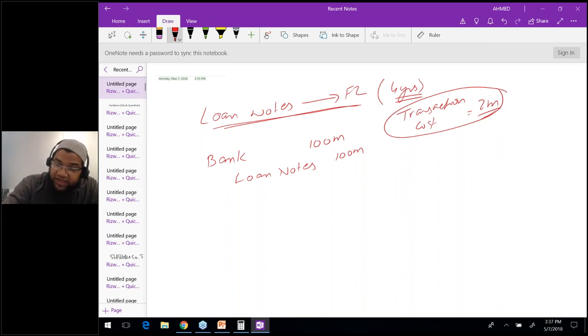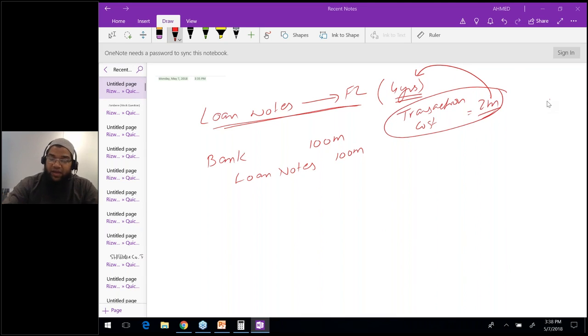So this 2 million is an expense, but for how many years? For 4 years. So we should not be expensing $2 million on an immediate basis. Instead, we should amortize, we should distribute, we should spread the cost of $2 million over a period of 4 years. So the $2 million transaction cost is an expense, but it is an expense for the remaining 4 years.